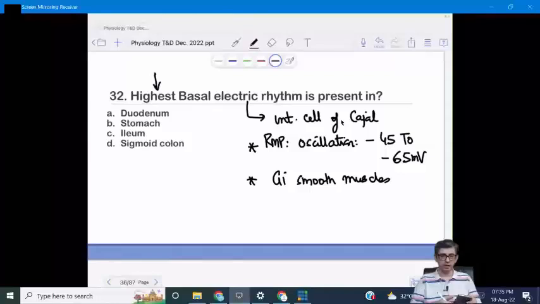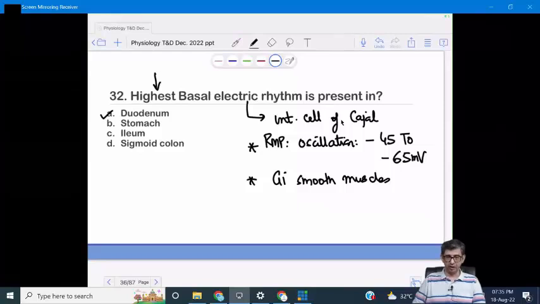Yes. Okay, I got A versus B as an answer. So the highest rhythm, that would be with respect to the small intestine, that is the duodenum. You think it would be the stomach, but it is not so. It is the duodenum that would be having, yes, 12 is the value which you have answered very correctly. Highest basal electrical rhythm is not with respect to the stomach but with respect to the duodenum. Answer to 32, option number A.